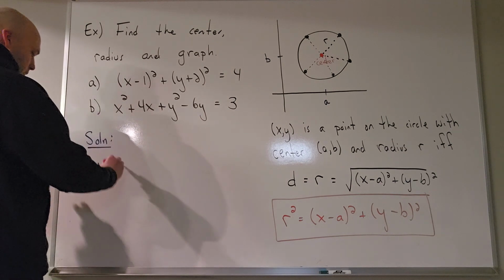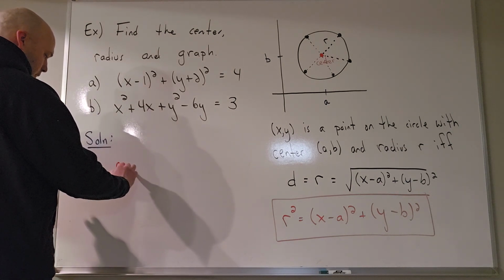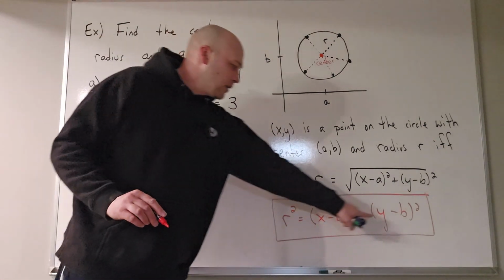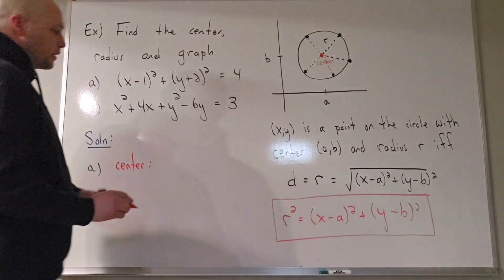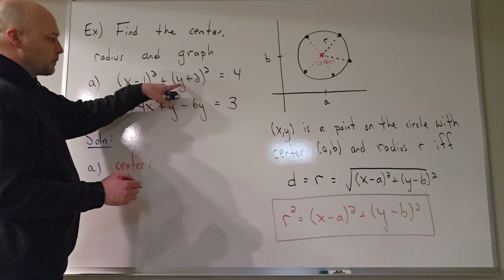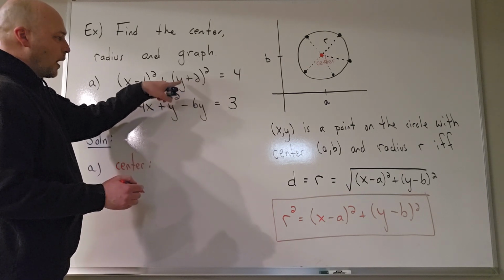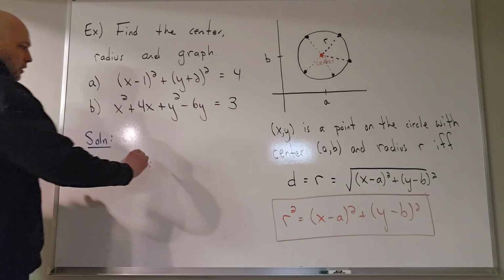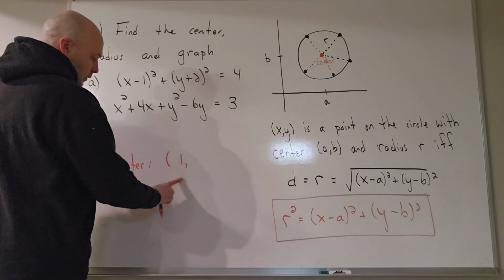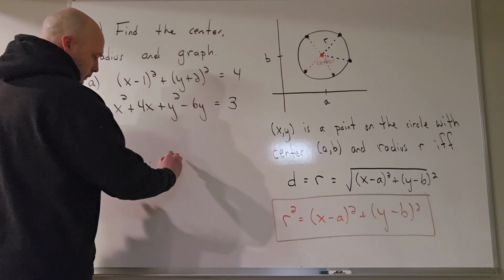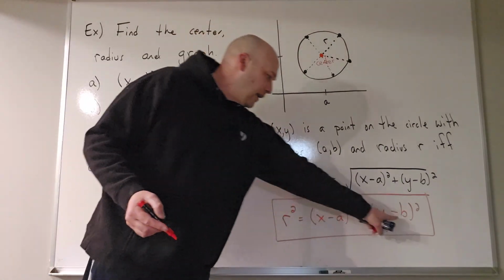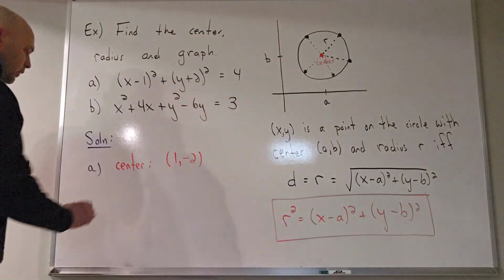The center. So notice this is x minus a and this is y minus b. So the center is a comma b, which we would have to have a negative in there. So technically what I would have to do is make this y plus 2, make it y minus minus 2. And so your center would be positive 1, negative 2. So you could think of it as opposite sign, opposite sign.